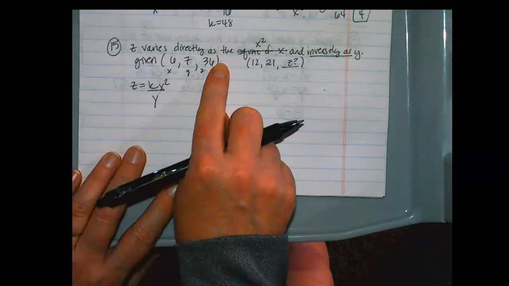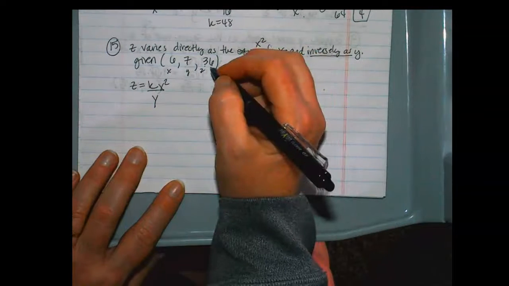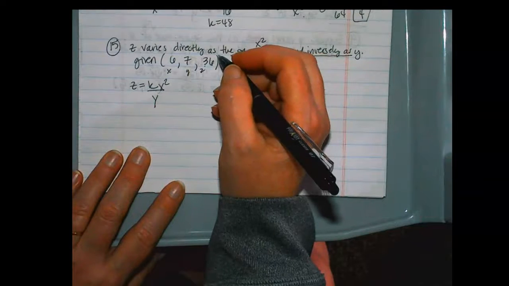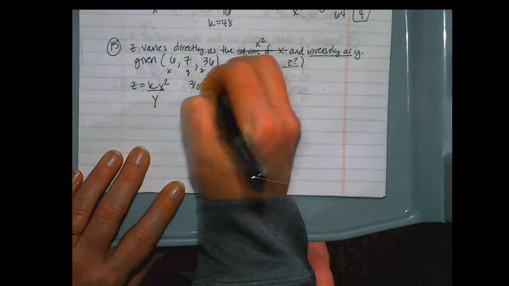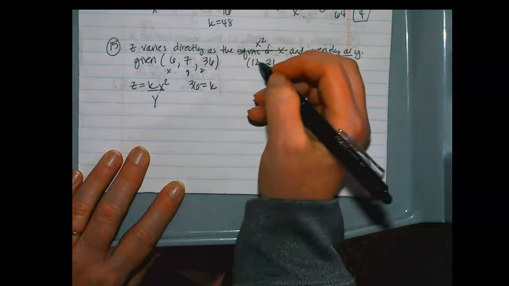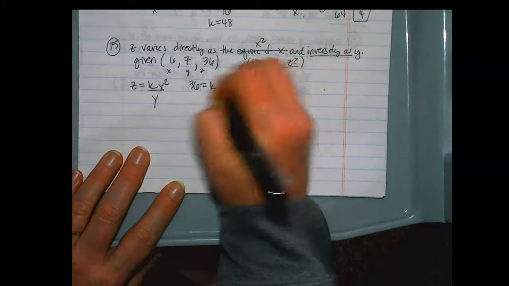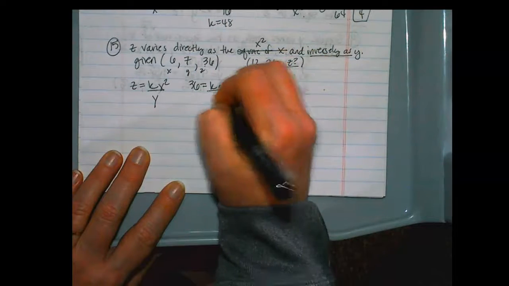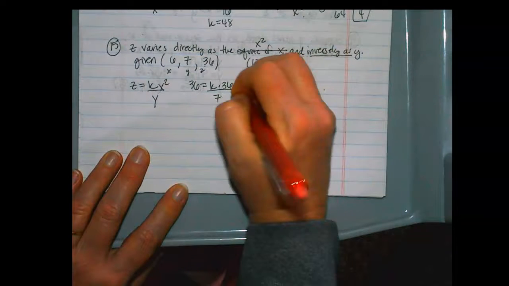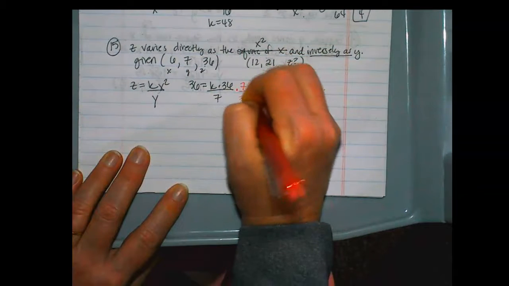It's very straightforward after you do several of these. Directly goes in the numerator, inversely goes in the denominator. And I have these three values to plug in to find out what my k, my constant of variation is. Z is 36. K I don't know yet. X squared is 36. Y is 7. So I'm going to multiply both sides by 7 over 36 to get k by itself.